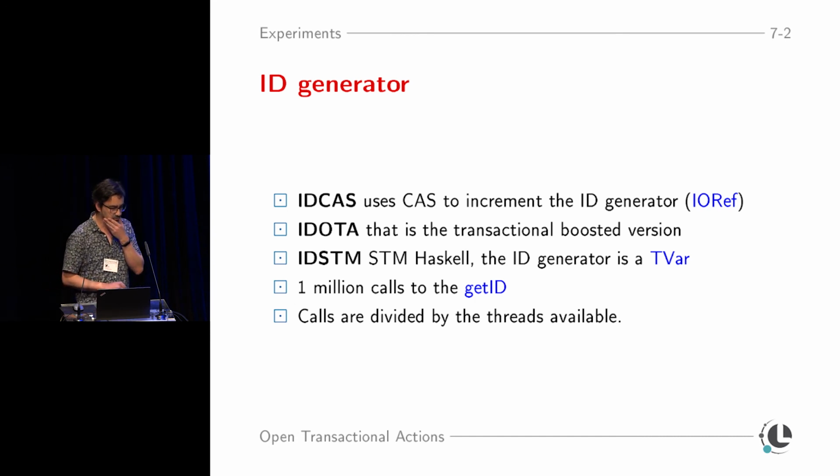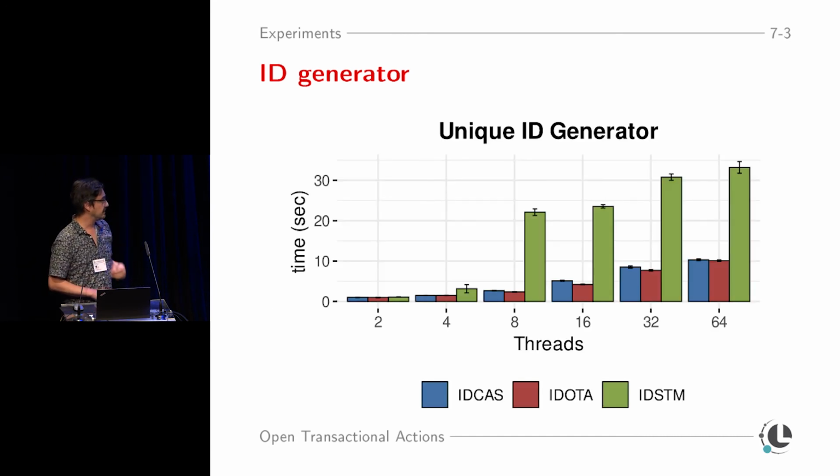So these are the results. As expected, when we increase the number of threads, pure STM Haskell performs very poorly. And one interesting thing that happened here is that Open Transactional Actions perform better than the program using only compare and swap. But if we look at the numbers, there is no significant difference between the times for these 2 programs.